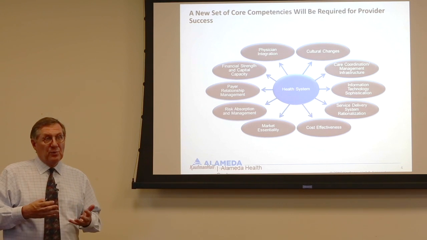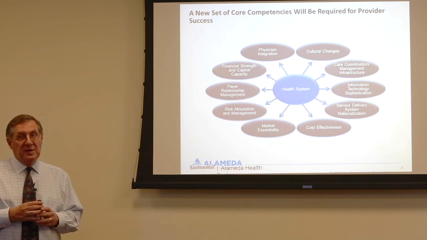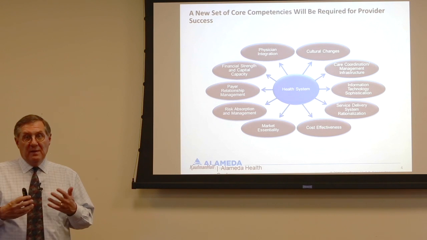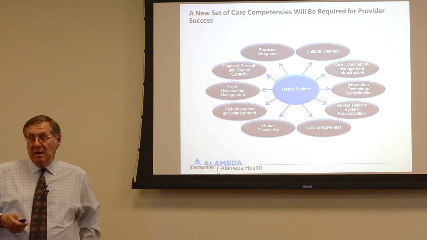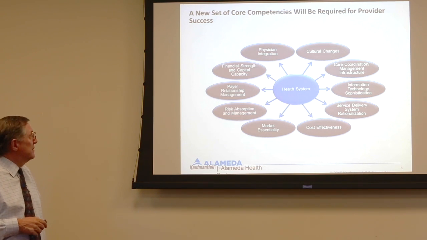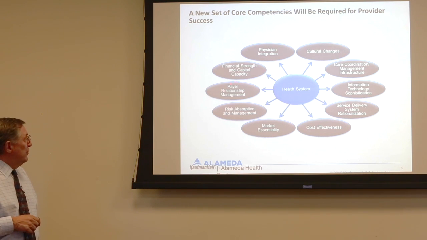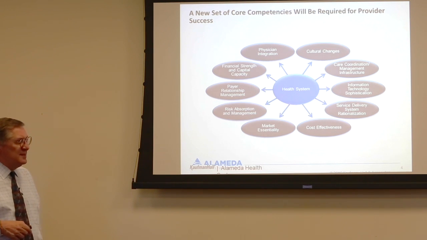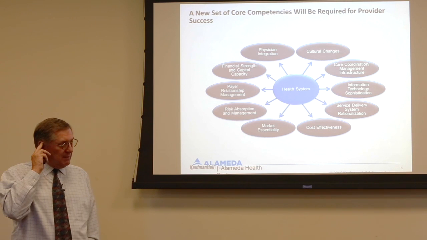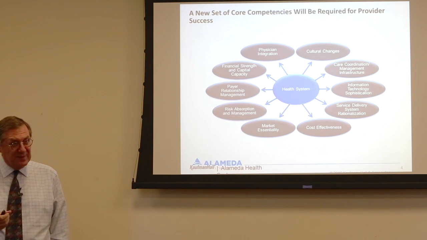And there are certain financial ratios that the Department of Managed Healthcare looks to say, are you actually able to write a contract that says you'll take financial risk? We've got to improve here. We've got to look at risk absorption in a new way. Obviously, cost effectiveness. Service delivery system rationalization. What does that mean? What is that about?